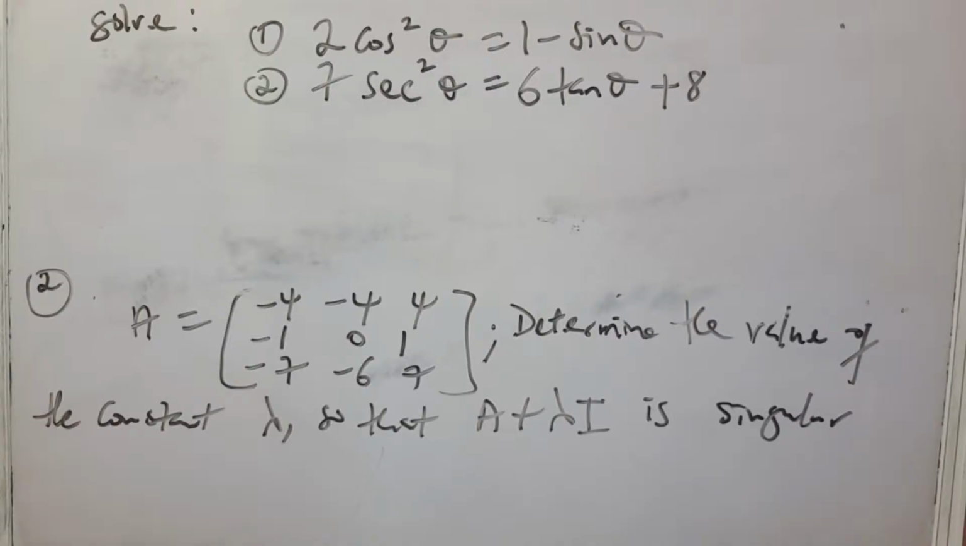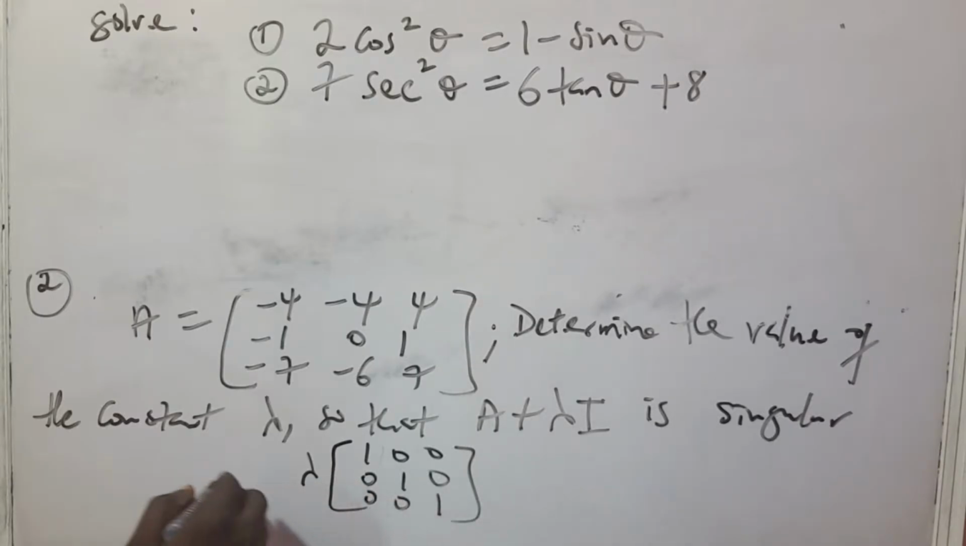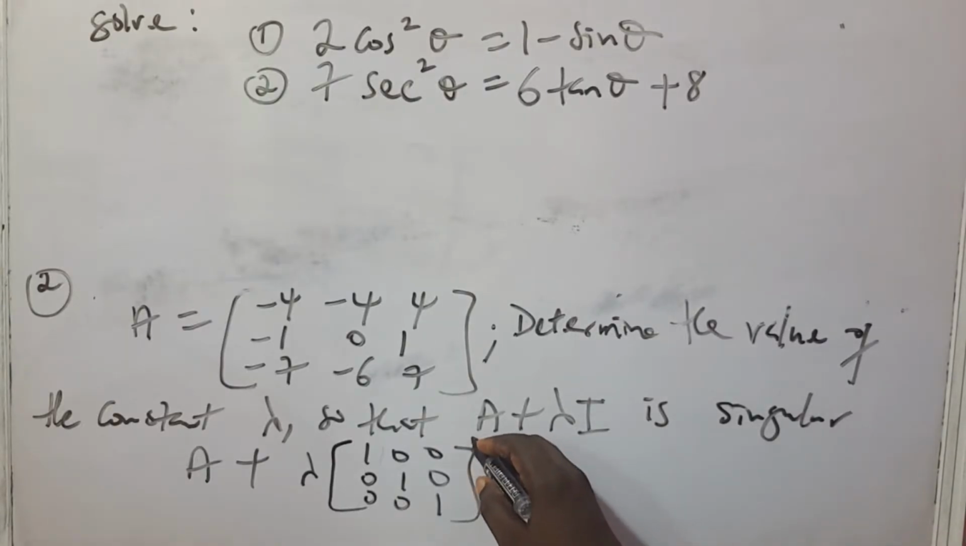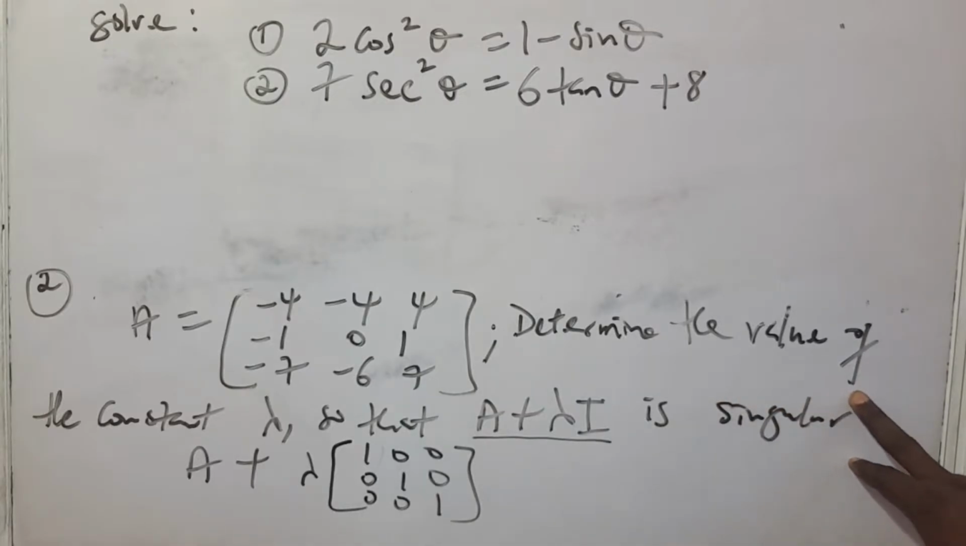Because we know I being an identity matrix, we know that I is always going to be 1 0 0, 0 1 0, 0 0 1. We know this quite alright. So when you are saying lambda times this, that is what we call scalar multiplication in a matrix. So obviously the first thing you want to find is this expression before you then go on to the other aspects of the question.